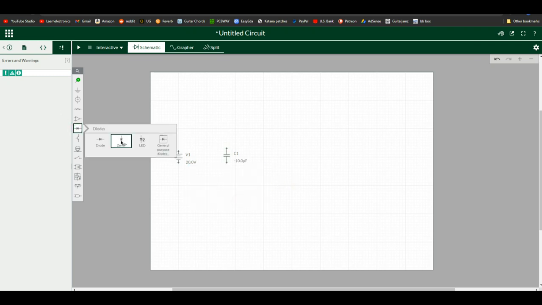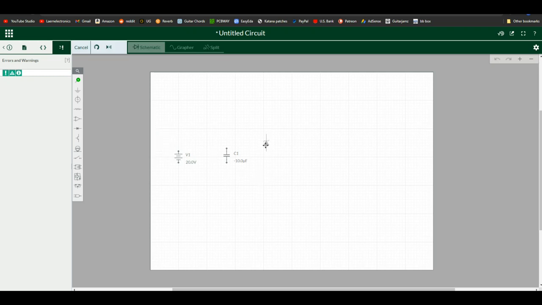And we need our Zeners. And they are going to be 18 volts apiece. 18 and 18. So now, we'll just go through here and we'll connect our circuit together.